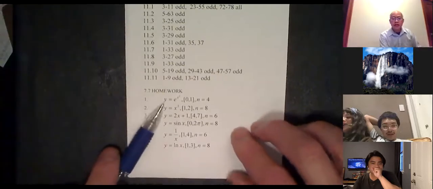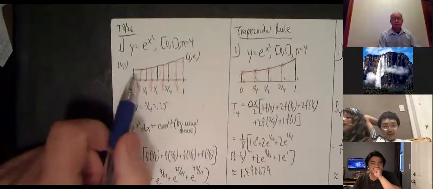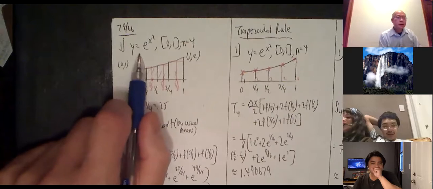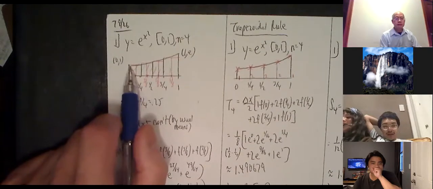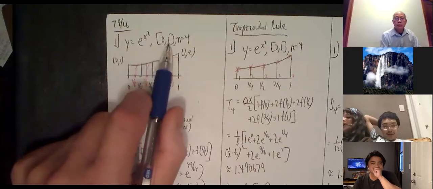Okay, so the graph is e to the x squared between 0 and 1, n equals 4. We're approximating the integral. So let me show you the picture. Y equals e to the x squared. Again, this is something that you can't integrate by normal means. So is there abnormal means? Yes, there is. We'll see that in our last chapter. Between 0 and 1, chop it up into 4 pieces.